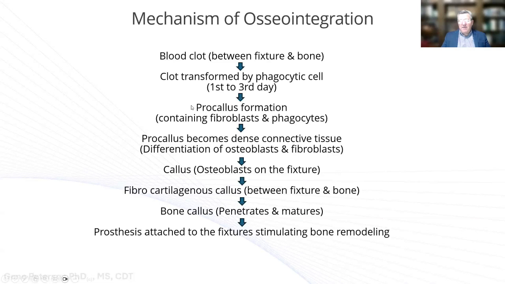cascade of healing that happens. First, you have a blood clot between the fixture and the bone. So you want to cause healthy bleeding. For example, if you're doing an immediate extraction and you pull that tooth root out, you want to debride it and you want to expose new bone. You want it to bleed, okay, because that blood clot formation is very, very important.